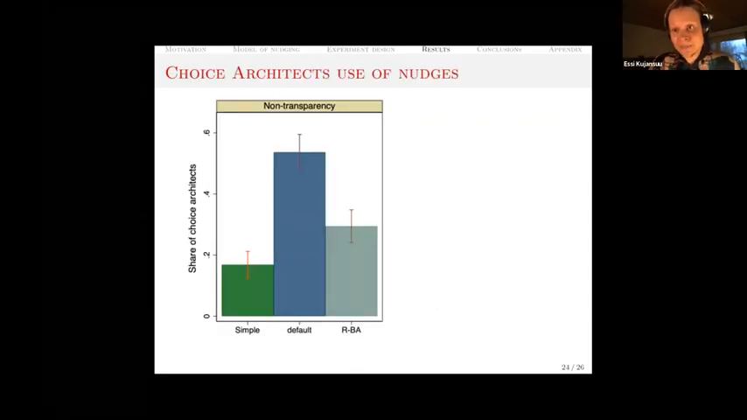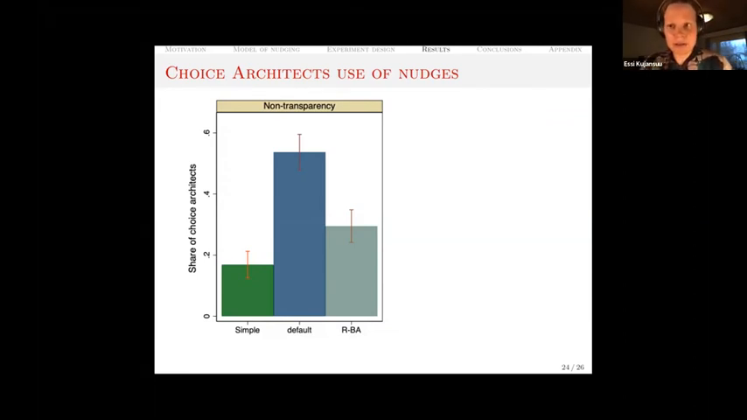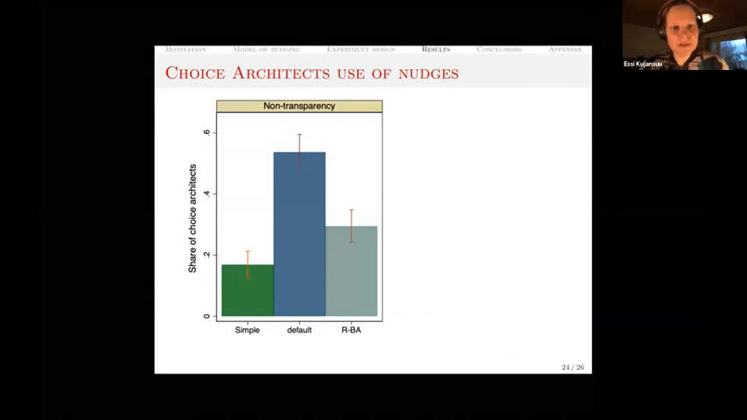Then the second question, how do choice architects behave when we add transparency? Here's the baseline result. More than 50% of the choice architects here chose the default nudge, which is what the theory predicted to be the most effective one. And our experiment also confirms this. The risk-benefit analysis was chosen by about 30%, and the simple one by a little less than 20%.